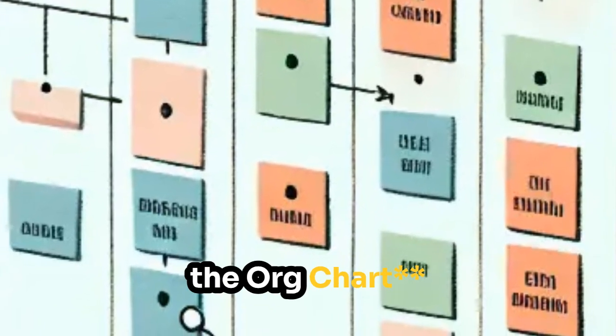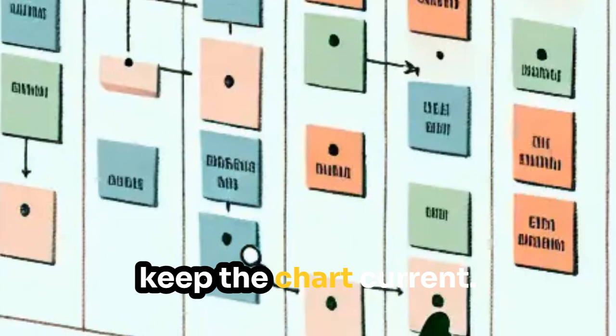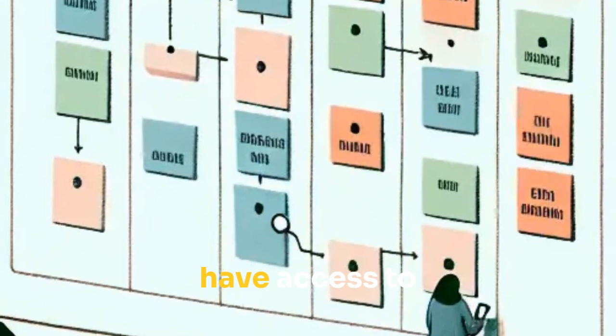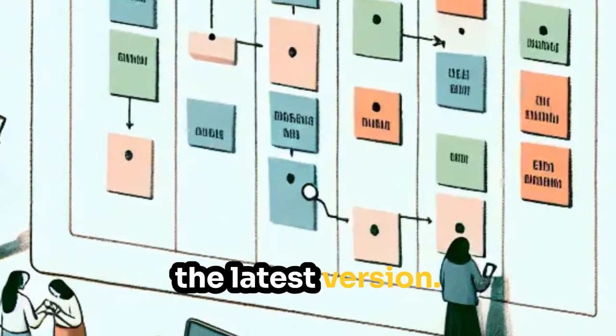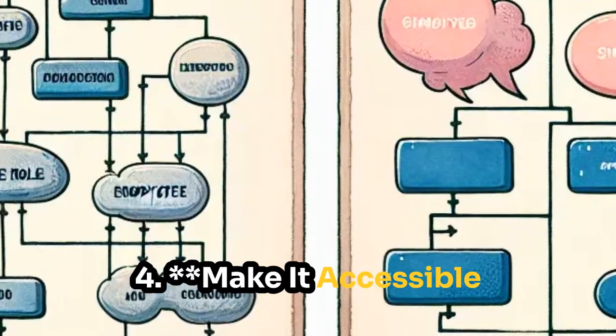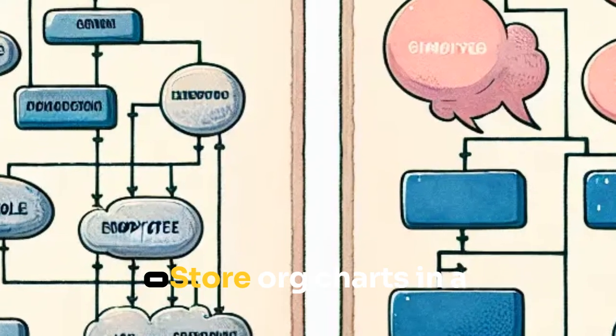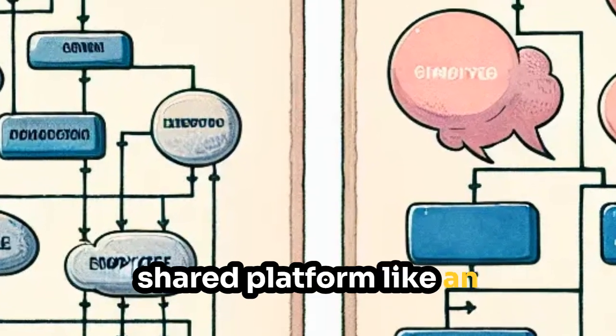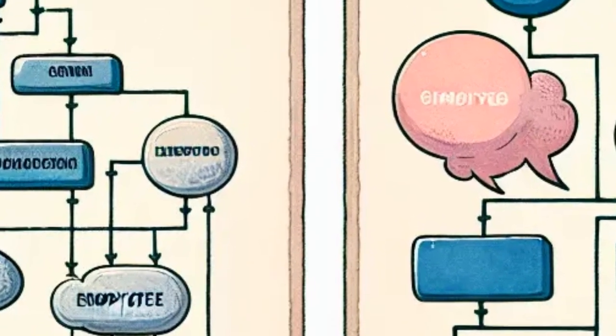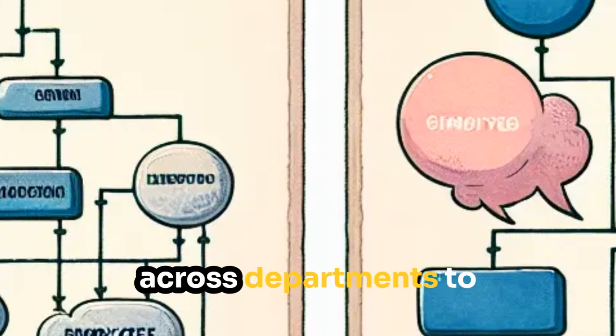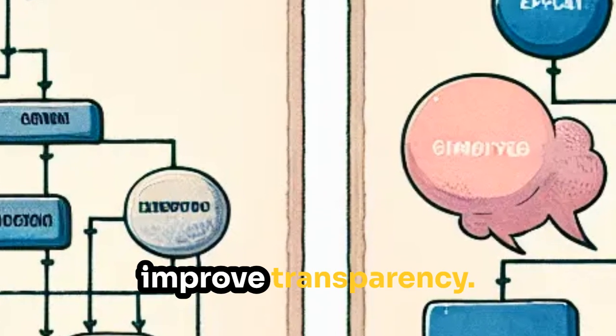3. Regularly update the org chart. Organizations evolve, so keep the chart current. Ensure employees have access to the latest version. 4. Make it accessible to everyone. Store org charts in a shared platform like an intranet or HR system. Ensure visibility across departments to improve transparency.